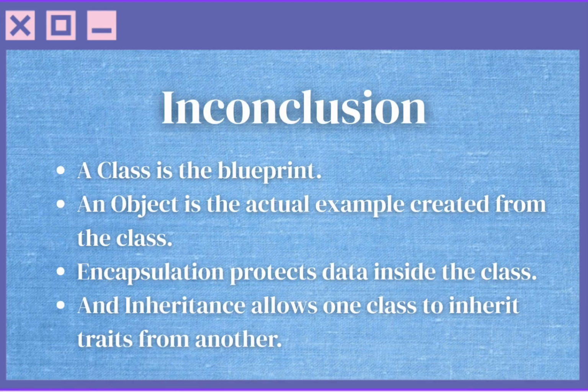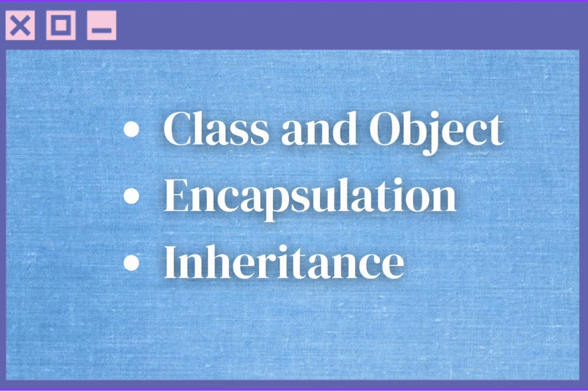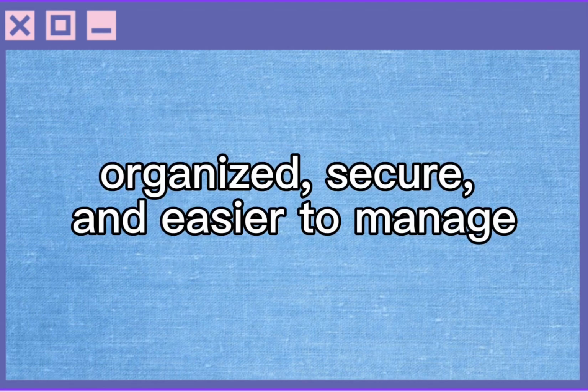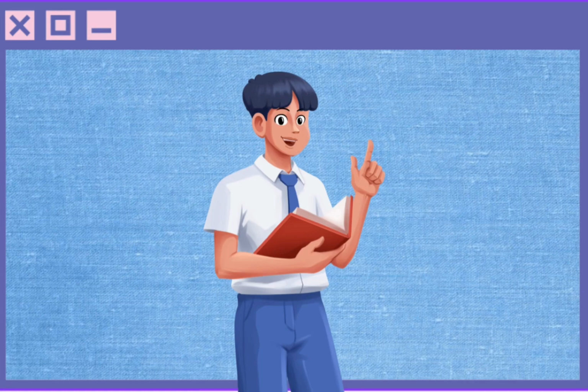To summarize everything, a class is the blueprint, an object is the actual sample from the created class, encapsulation protects data inside the class, and inheritance allows one class to inherit traits from another. These three OOP concepts make our programs more organized, secure, and easier to manage, just like how we organize things in real life.